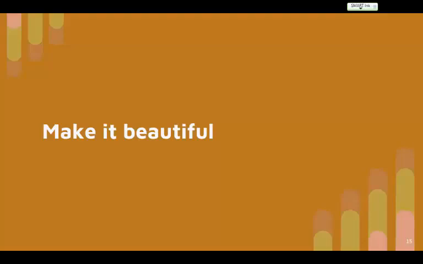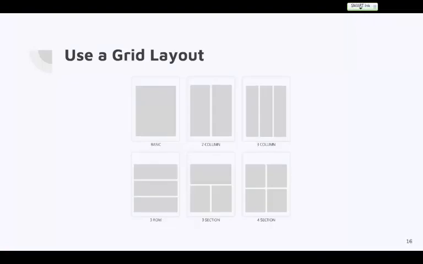The next part is to make it beautiful. So how do you make things beautiful? You organize them, you section them. And in terms of creating an infographic, it means that you use a grid layout. And all that it does is just section what information goes in each part.